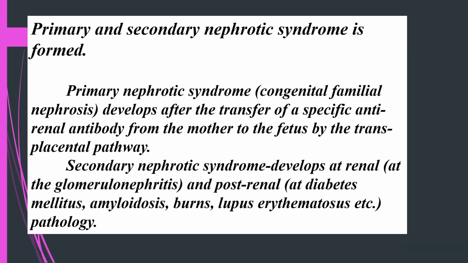Primary nephrotic syndrome is congenital familial nephrosis, developing after the transfer of a specific antirenal antibody from the mother to the fetus by the transplacental pathway. Secondary nephrotic syndrome develops at the renal level, in glomerulonephritis, and at the postrenal level, in diabetes mellitus, amyloidosis, burns, lupus erythematosus, etc. Pathology.